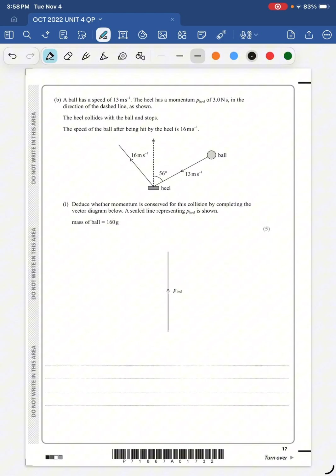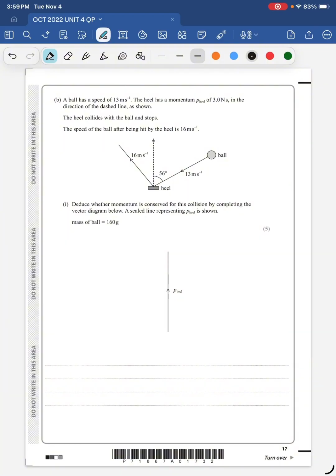Part B. A ball has a speed of 13 meters per second. The heel has a momentum p heel of 3 newton seconds in the direction of the dashed line as shown. The heel collides with the ball and stops. Okay. The speed of the ball after being hit by the heel is 16 meters per second. Deduce whether momentum is conserved for this collision by completing the vector diagram below. A scaled line representing p heel is shown. And we're given the mass of the ball, which allows us to calculate.